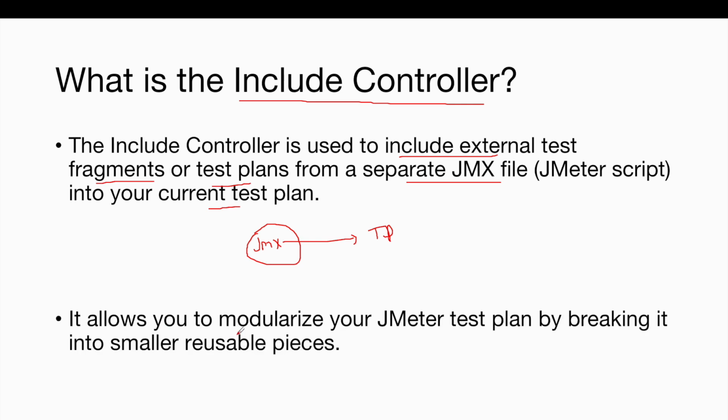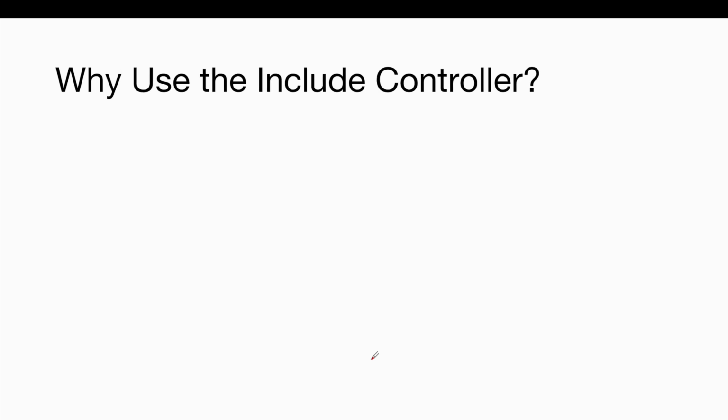It allows you to modularize your JMeter test plan by breaking it into smaller reusable pieces. The include controller will allow you to combine the smaller pieces of JMeter script into a test plan. Now let us understand why use the include controller, or what is the advantage of using include controller.